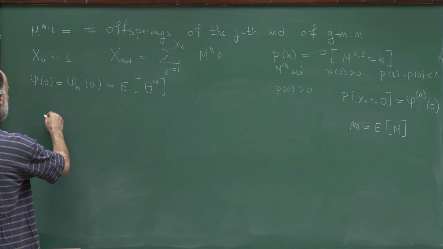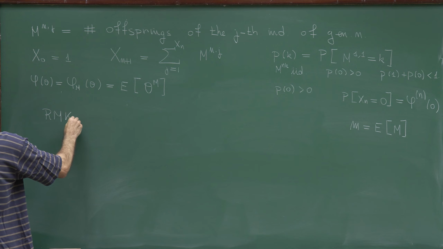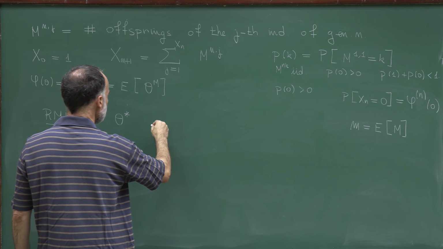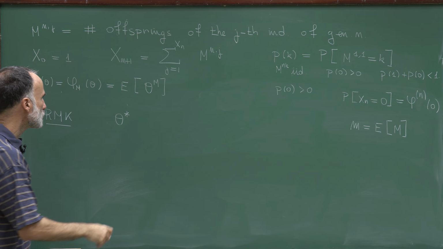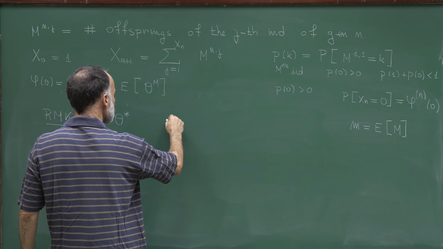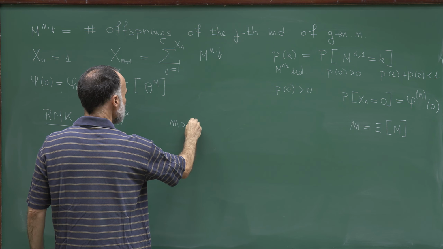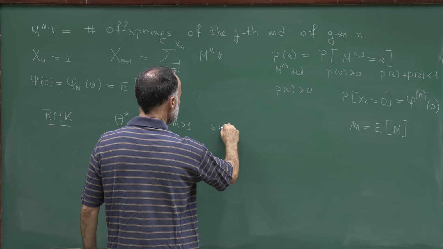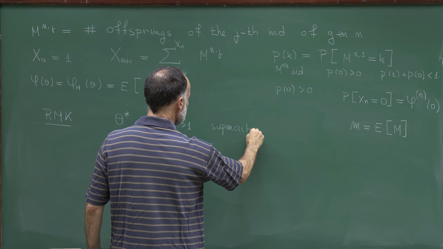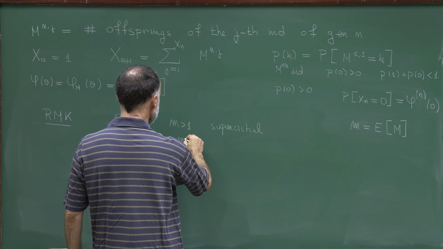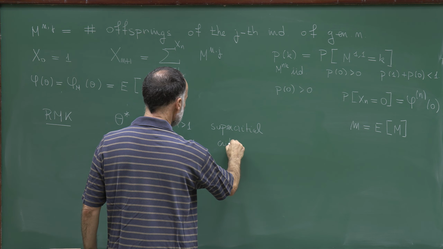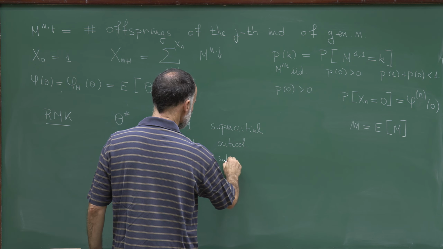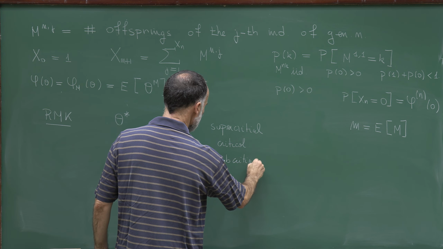Let me just conclude with a remark. So let me call theta star, remember, the fixed point in the supercritical case. So let me call m larger than 1 the supercritical case, m equal to 1 the critical one, and then m less than 1 the subcritical case.